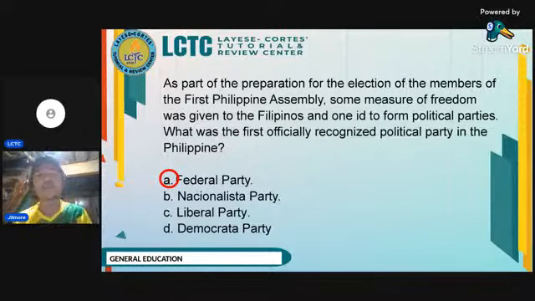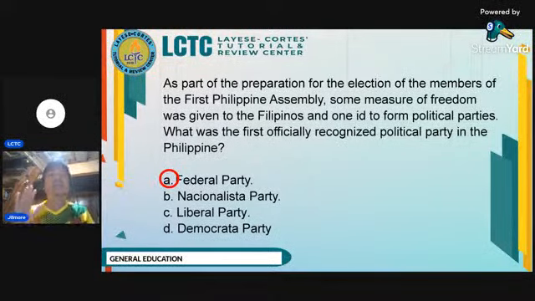Let's proceed. As part of the preparation for the election of the members of the First Philippine Assembly, during this one, the Americans are trying then to give autonomy to the Filipino people. They were given the chance to elect the representatives for the First Philippine Assembly. So some measures of freedom were given to Filipinos, and one is to form political parties. Actually, it was during the American period where political parties were recognized.